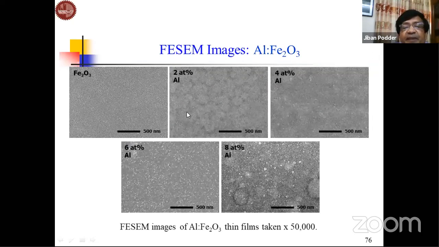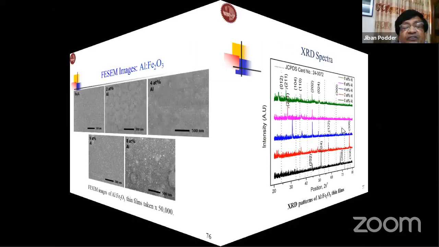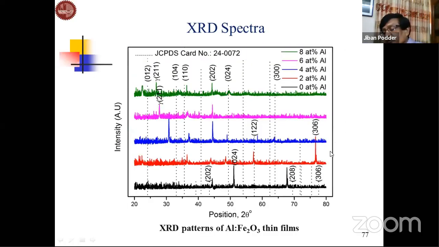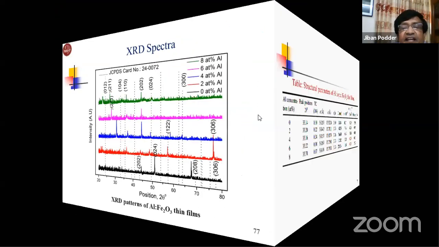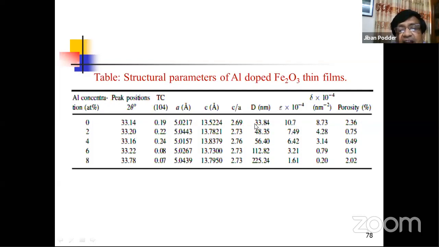So we see there is a variation of the surface morphology with the doping level of aluminum in the iron oxides. This is a very cheap material. That's why we selected iron oxides, to see whether they could be suitable for gas sensing. Here we did the XRD for the different aluminum doped thin films. The XRD pattern is there, and next they calculated the grain size.